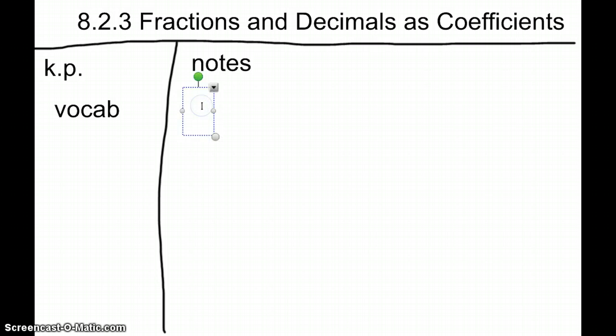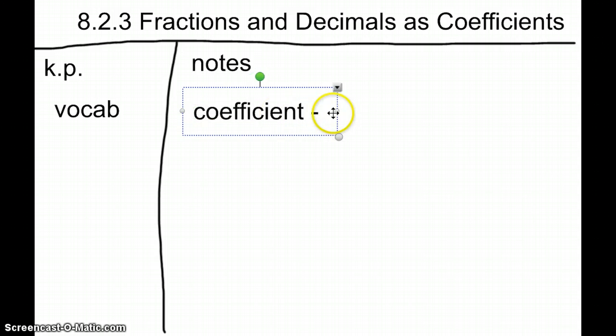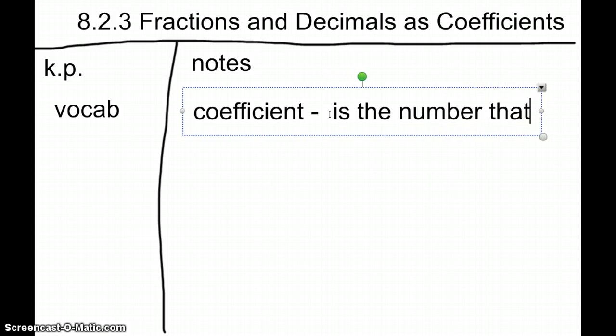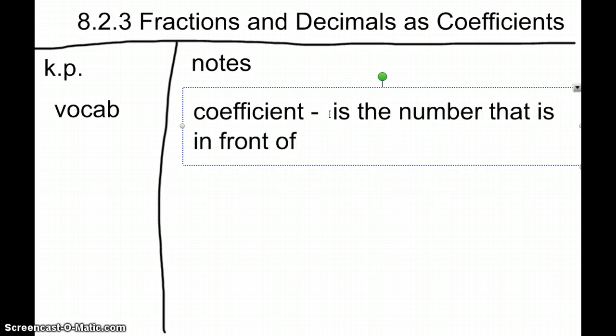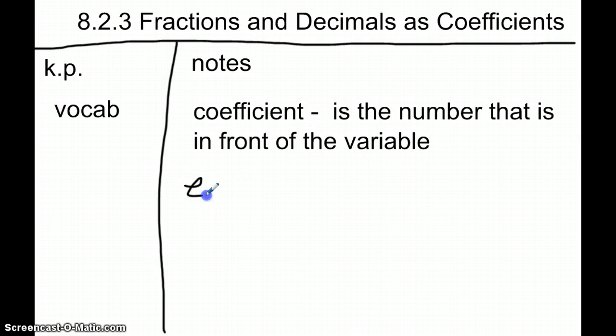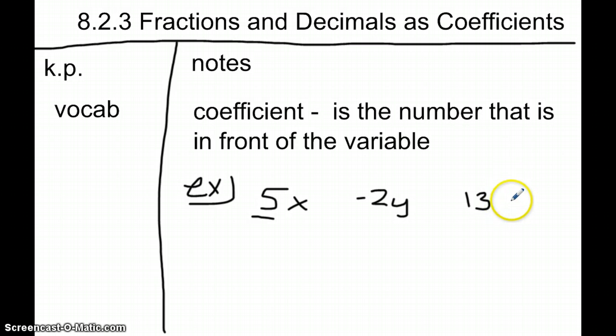So our first vocab term is coefficient. Coefficient. And that is the number that is in front of the variable. Okay. So some examples would be like 5x. The 5 is the coefficient. Negative 2y. The coefficient is negative 2. 13q. The 13 is the coefficient.